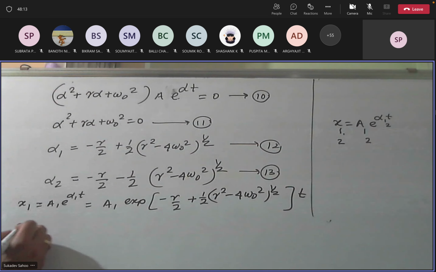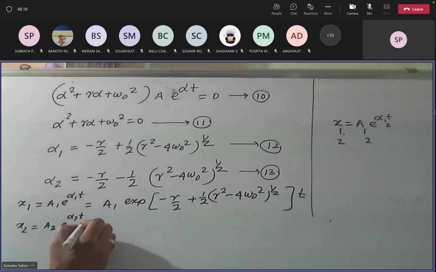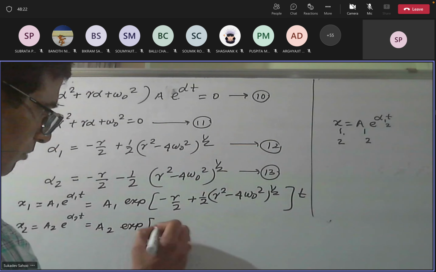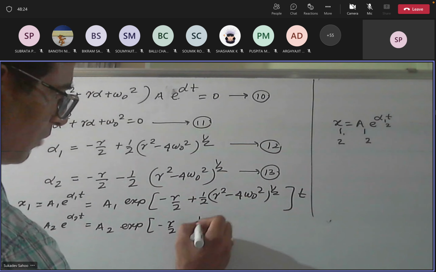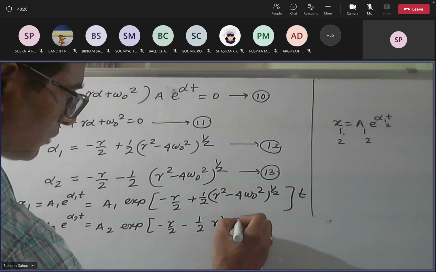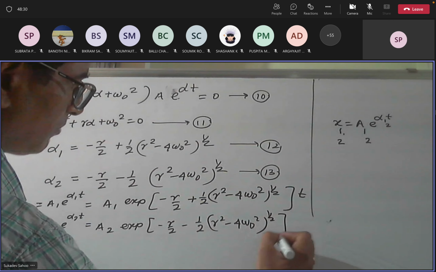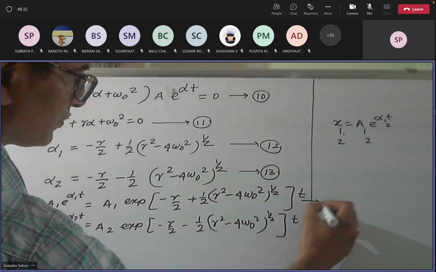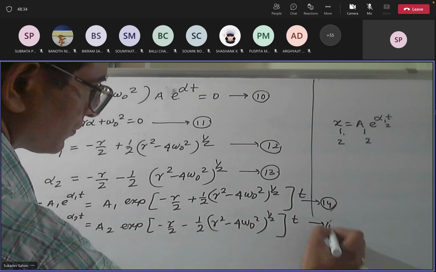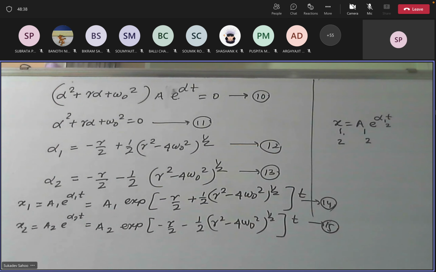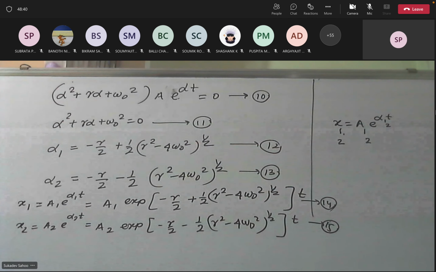And the second solution may be x2 equal to a2 e to the power alpha 2 t. We can write a2 exponential minus gamma by 2 minus half of gamma square minus 4 omega 0 square to the power half t. Everybody clear? If you have any doubt, you can ask.